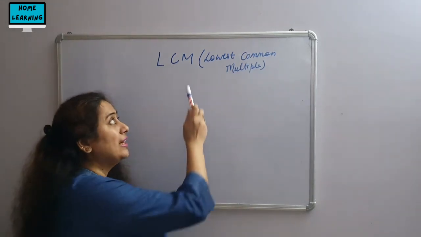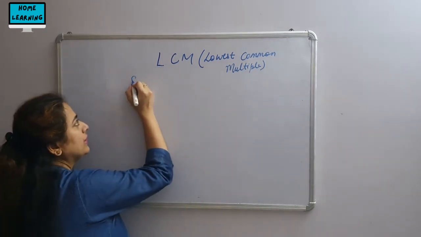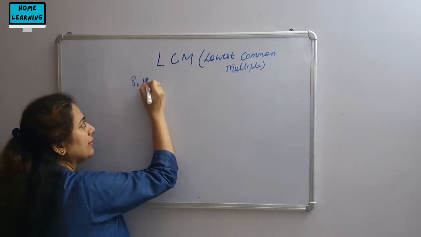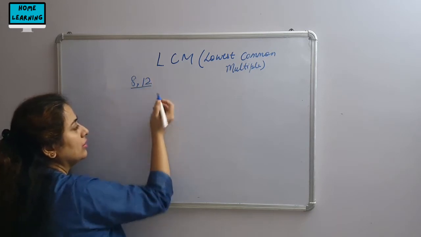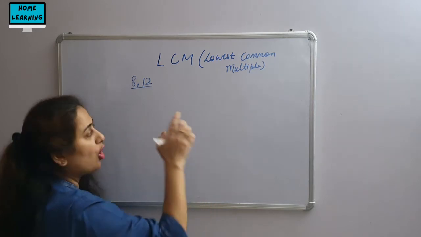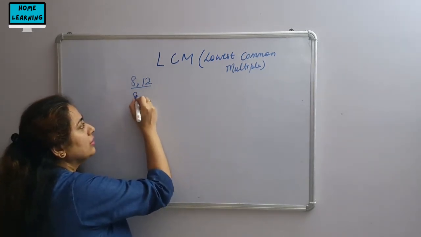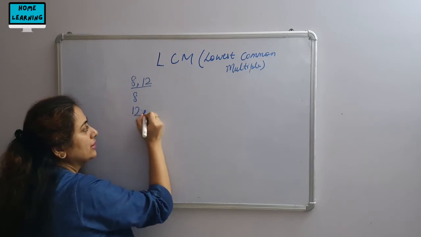Today we will do LCM, lowest common multiple. Let me take an example. We have to find the smallest common multiple of these two numbers. There are two ways of doing this.